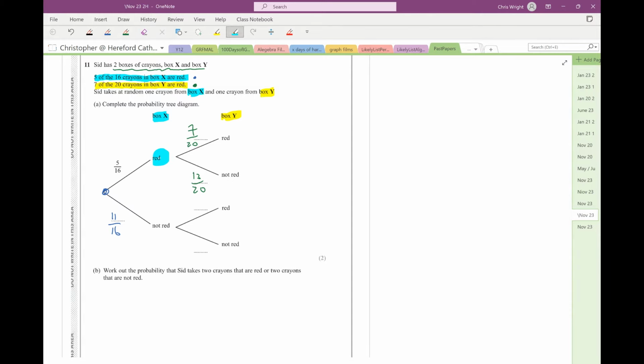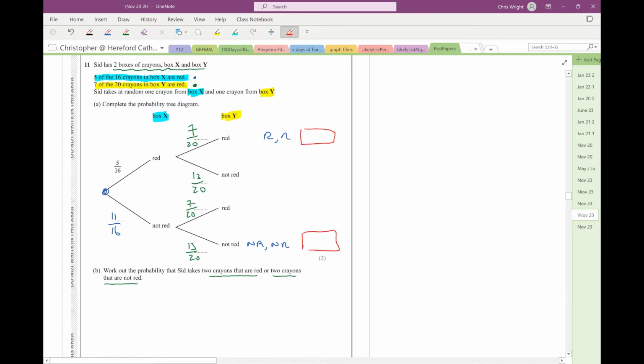Similarly, if we took a not red from box X and then walk up to box Y, it's still going to be 7 out of 20 probability it's red, and 13 out of 20 it's not red. So that's my probability tree diagram complete. Work out the probability that Sid takes 2 crayons that are red or 2 crayons that are not red. So that's red followed by red, that outcome, or both not red, that outcome. I'm going to work out the probability of this outcome and that outcome and add them together.